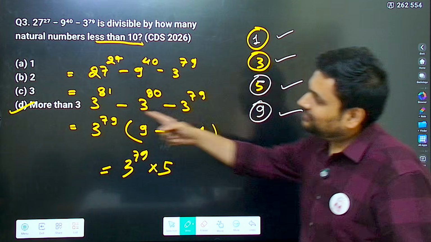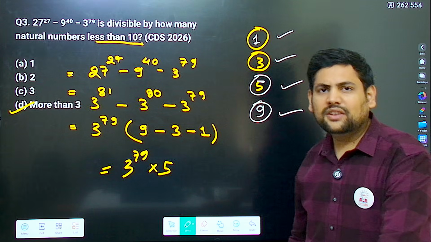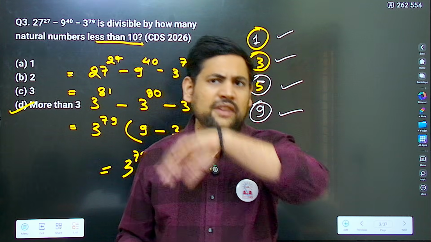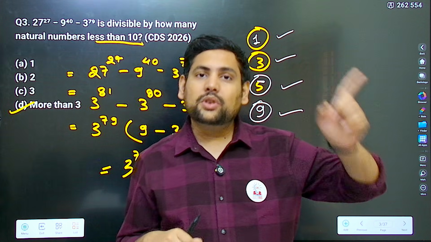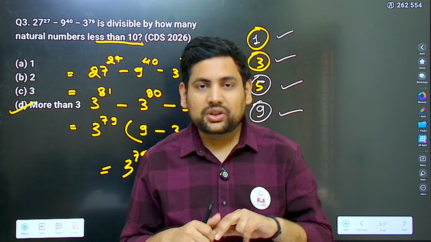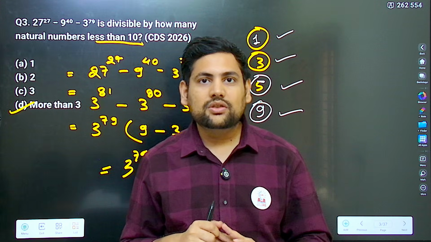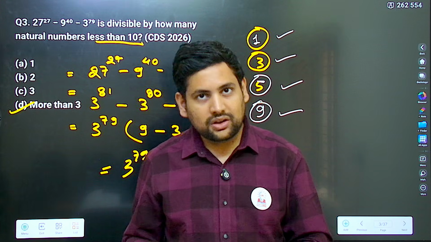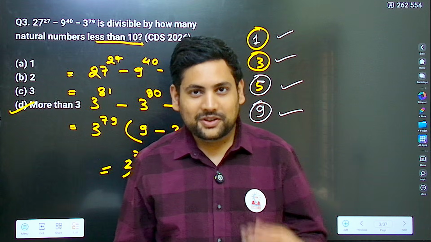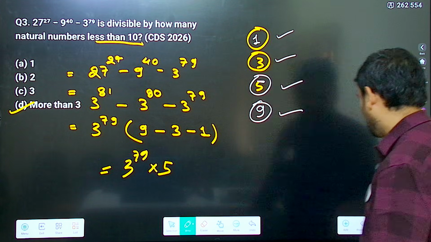If you would have forgotten 1, you would mark 3. So always be careful. For example, if they talk about divisibility, always think about 1 also. If they are talking about even numbers, always think about 0 also. If they are talking about prime numbers, always think about 2 also. So these are some things that you must check.